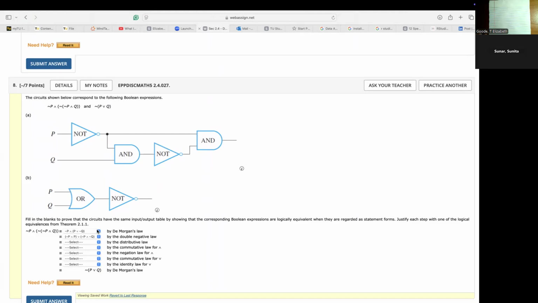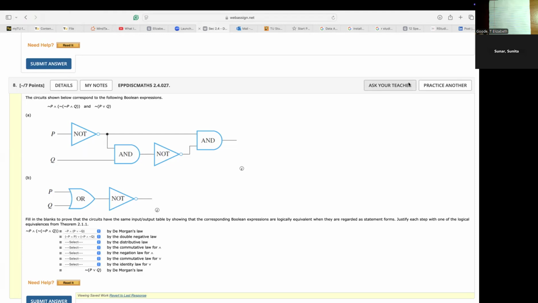So it asks you to explain what's going to happen if we apply De Morgan's law to that expression. And then what happens if we apply the double negative laws and the distributive laws. You have to look at theorem 2.1.1 in the book. So hang on, I'm going to get theorem 2.1.1 up so that we can look at it together.